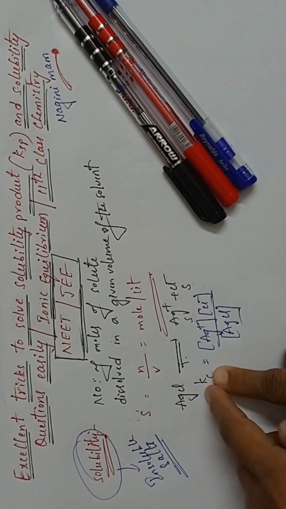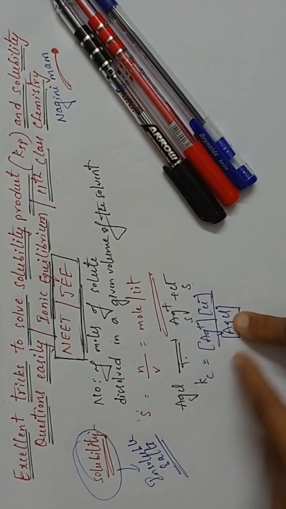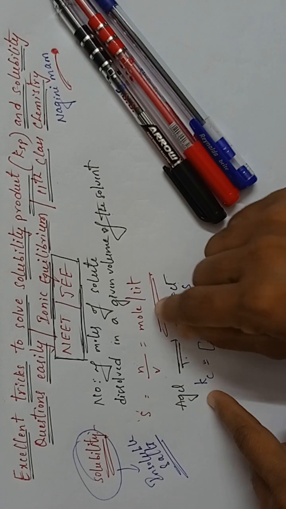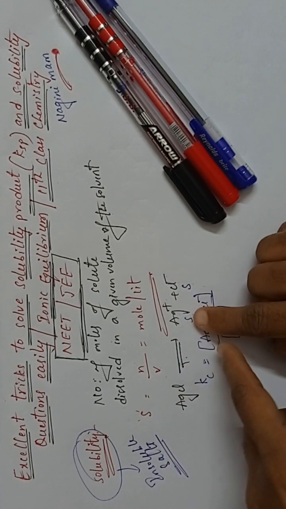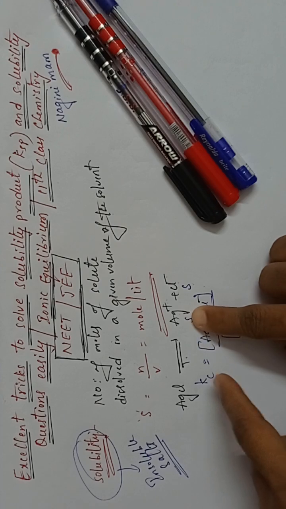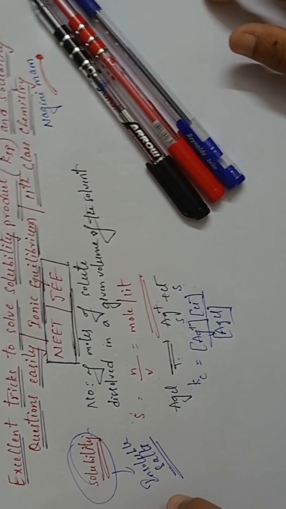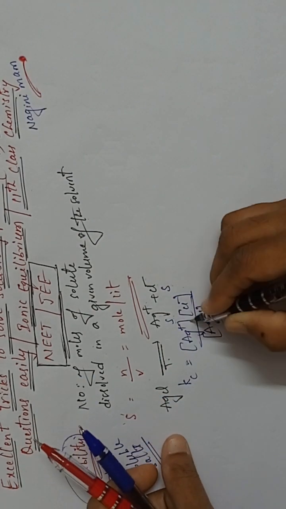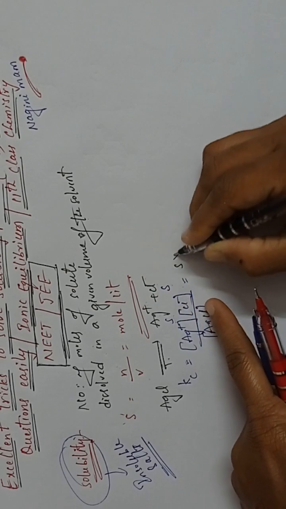Its solubility is S. What is the equilibrium constant? Concentration of products by concentration of reactants. Already we know this formula. Ag plus concentration here I am taking as solubility S. Now see students, instead of Ag plus I am taking S, and Cl minus solubility is also S.